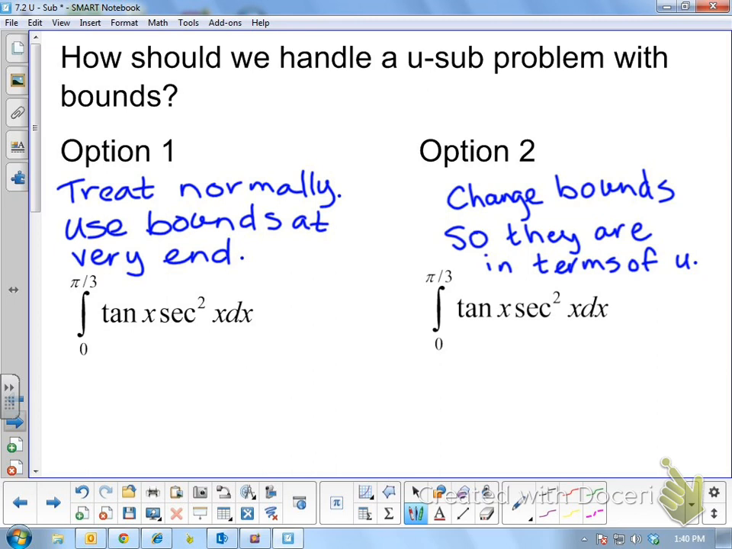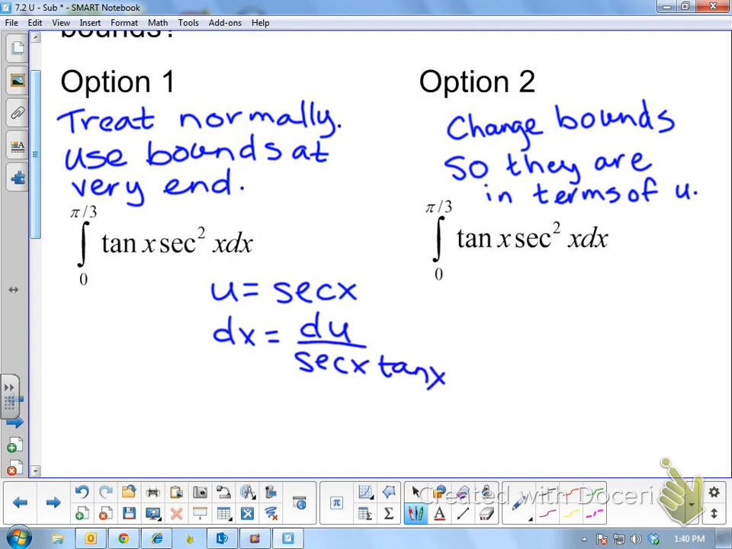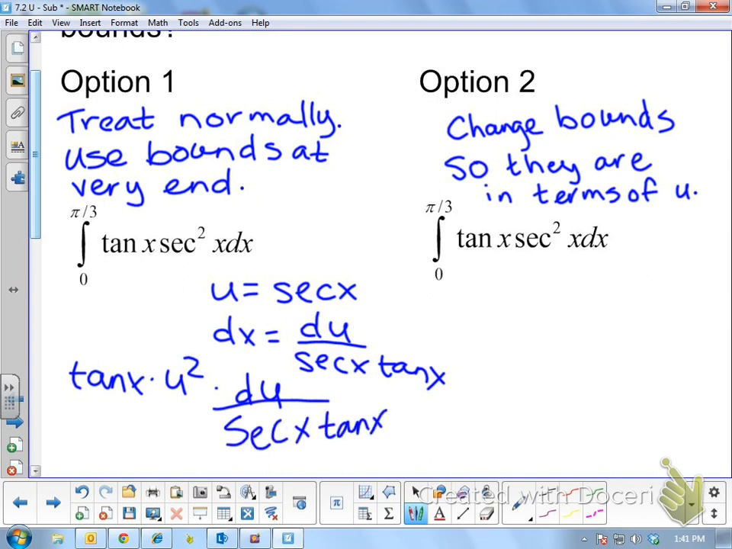Okay, so let's try that really quick. Don't write this down, but just to show what would happen. If we made u secant, derivative of secant is secant tangent, so dx would be du over secant tangent. And if we replace back in, we get tangent times u squared times du over secant tangent. And what does not cancel? The secant. That's a problem.